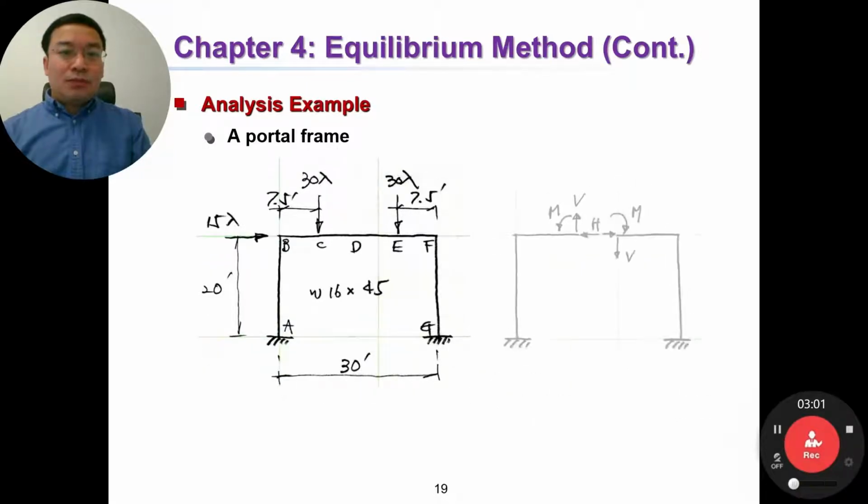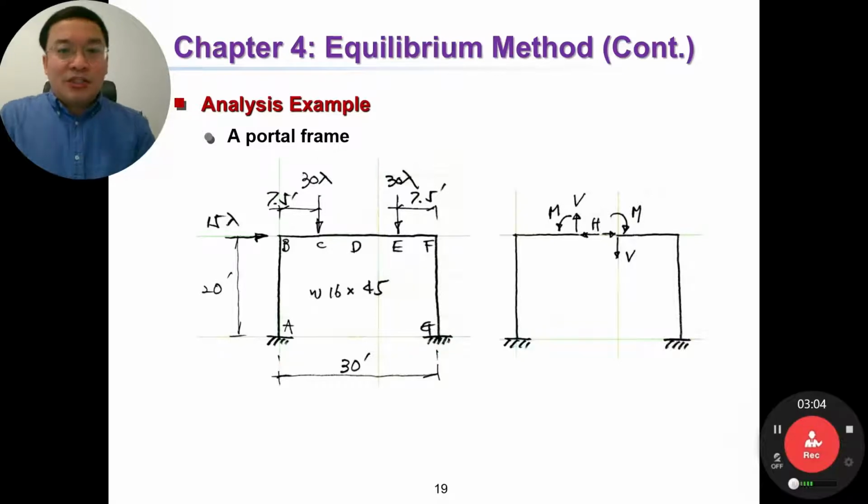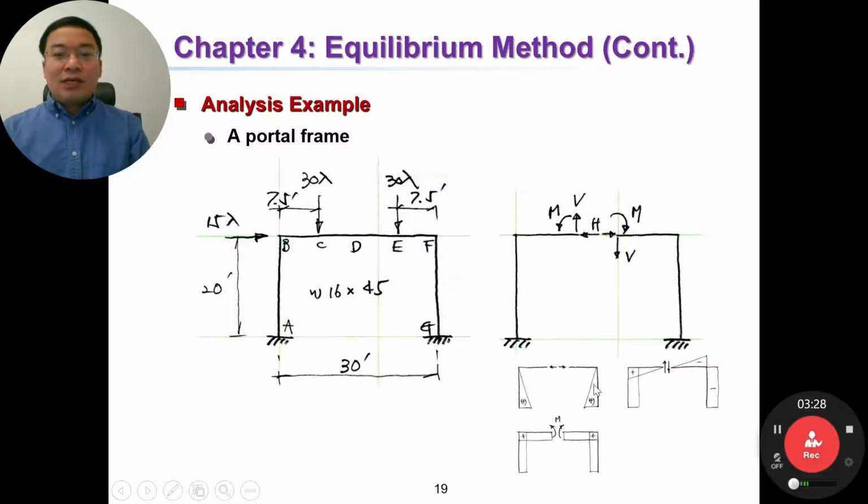For this portal frame, the first step is to determine the redundants, okay? We use the same redundants as the previous problem: H redundant, V shear, and the bending moment, so we have 3 redundants, okay? Then we can plot the moment diagram due to each redundant.